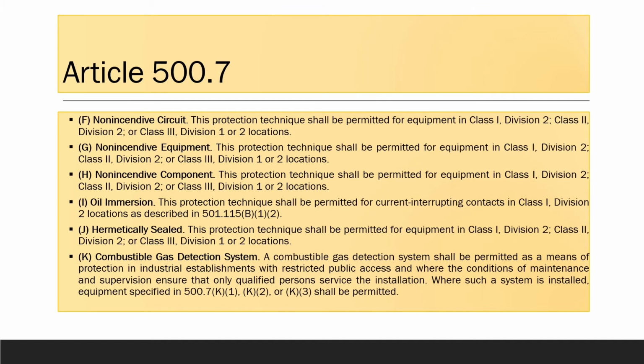Letter K. Combustible gas detection system. A combustible gas detection system shall be permitted as a means of protection in industrial establishments with restricted public access and where the conditions of maintenance and supervision ensure that only qualified persons service the installation. Where such a system is installed, equipment specified in 500.7(K)(1), (K)(2), or (K)(3) shall be permitted.